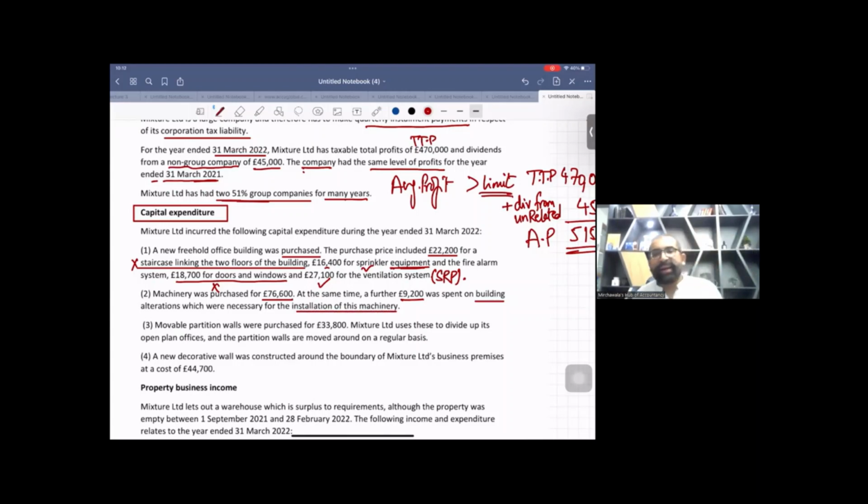When I teach, I give the example of IAS 16. Listen, as the machinery is plant and machinery, the alteration needed to fix the machinery is also part of plant and machinery. Like in IAS 16, remember we capitalize installation cost. So yes, this one plus this one, both things will be part of plant and machinery.